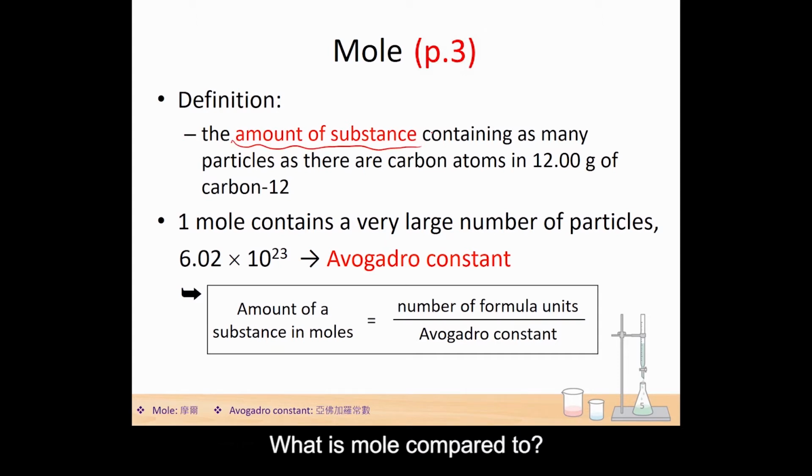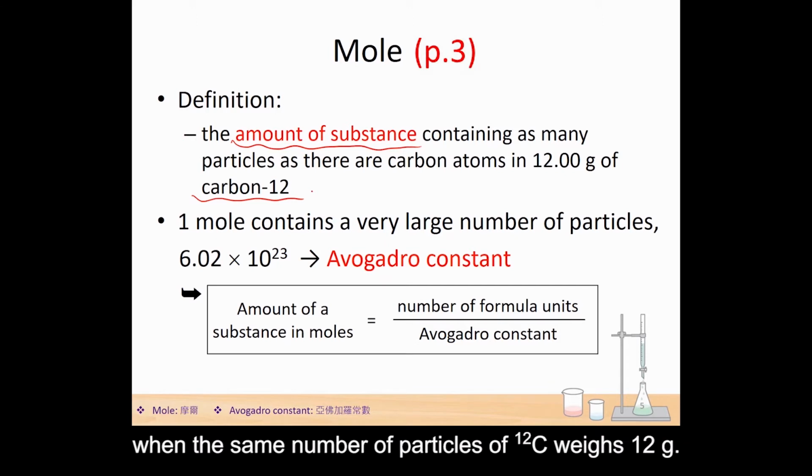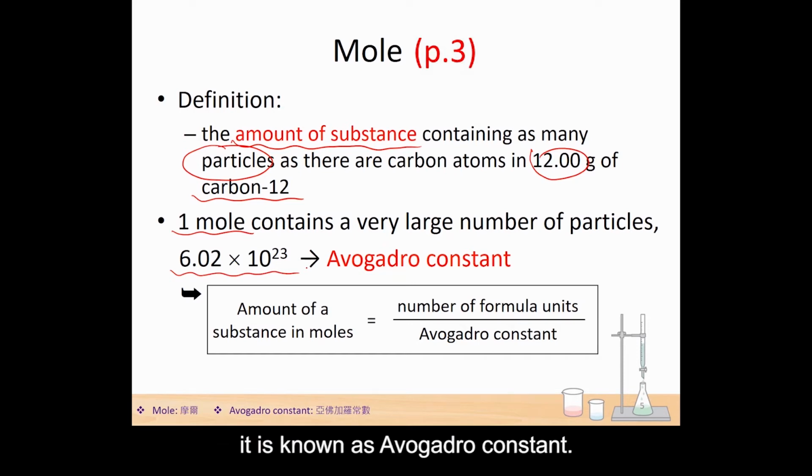What is mole compared to? It is also compared to carbon-12, which means the number of particles present when the same number of particles of carbon-12 weighs 12 grams. In general, 1 mole is equal to 6.02 times 10 to the power of 23, and it is known as Avogadro constant. Avogadro constant is a constant number, and 1 mole is equal to that specific number.